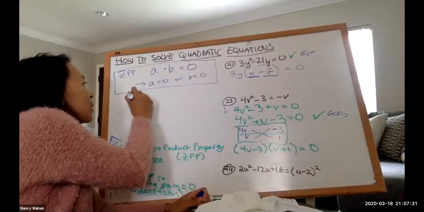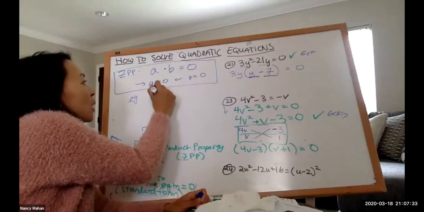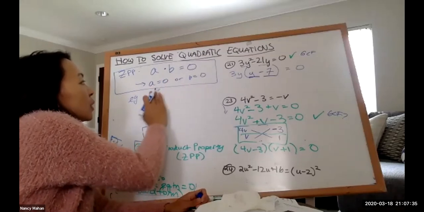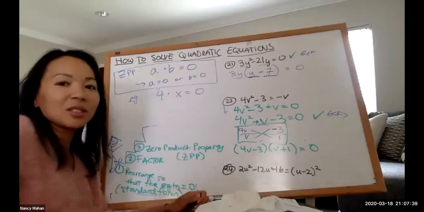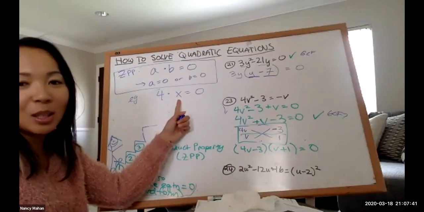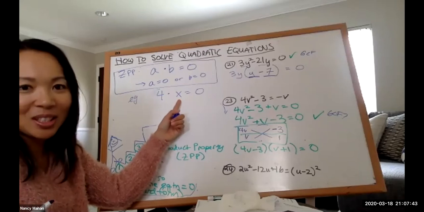So for an example, if I had 4 times x is equal to 0, right? What must x equal? It has to equal 0, right?